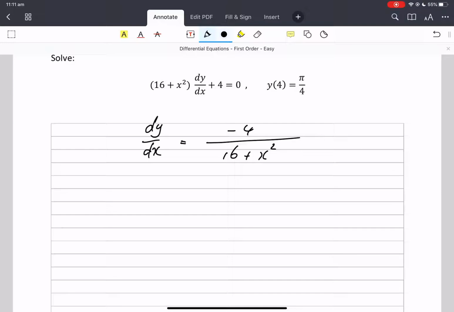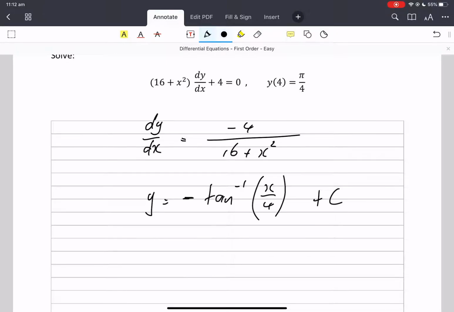And you go, oh my gosh, I've got a formula sheet, and that looks like one of those tan things, sin things, or cos things, and you're right, it is. So that's in the form for arctan. So that should just go to x on 4, because there's a minus, plus c. So you've got to be friends with your formula sheet, otherwise you are stuck there for an eternity. Okay, that's your general solution right there, but we want a specific solution.